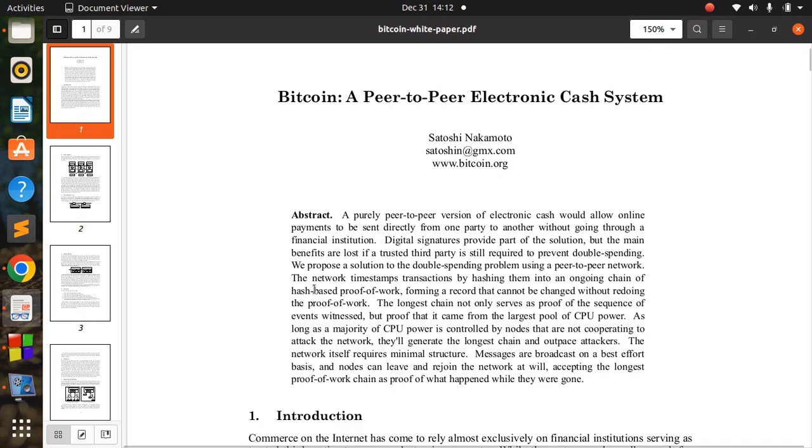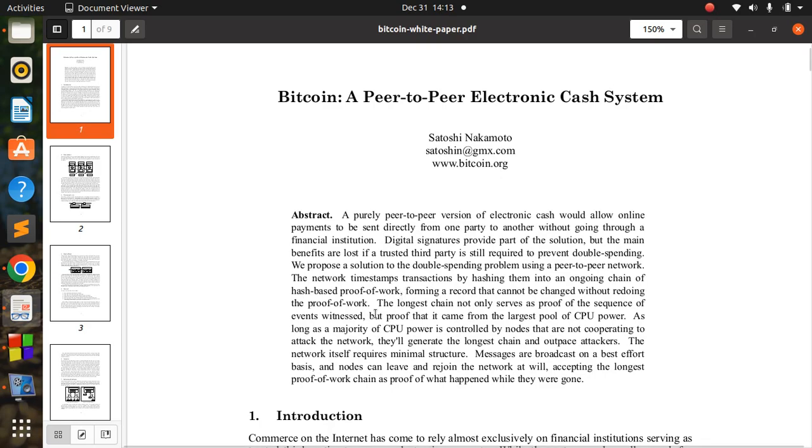Now, the network timestamps transactions by hashing them into an ongoing chain of hash-based proof of work. Remember I told you about what miners do, how they take each block of transactions, and they have to find a key to be able to attach any transaction to the chain. All right, they have to find a key. Most of this concept here, I explained it in what is blockchain. So you need to watch that video over and over again to be able to understand what is going on here.